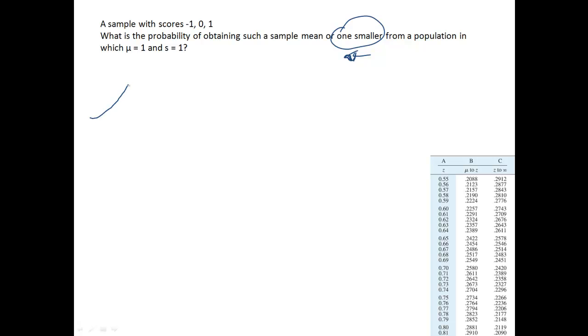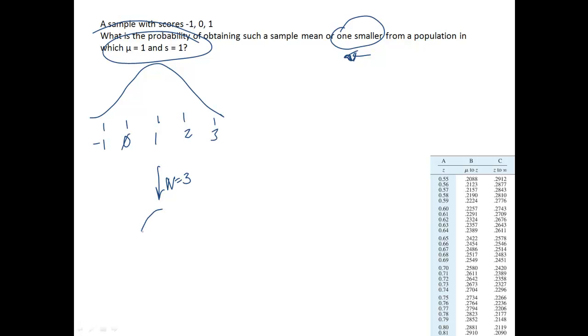And remember, what we do here is we remember that the original population spread, which is defined by these guys, will shrink as a result of graphing the sampling mean distribution. So if I draw it for an n equals 3, now it's going to be more narrow.